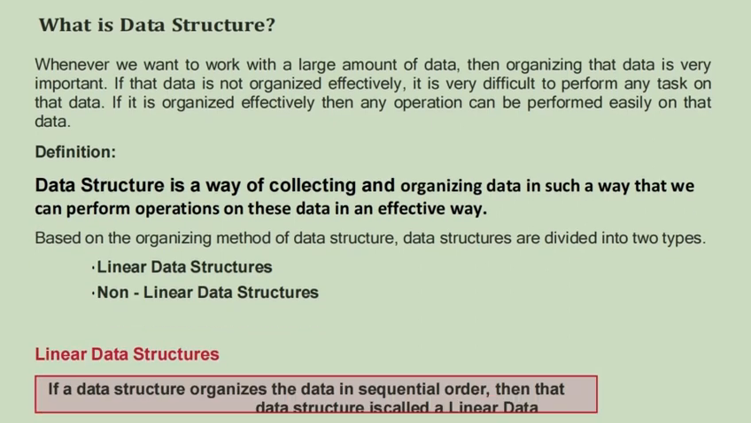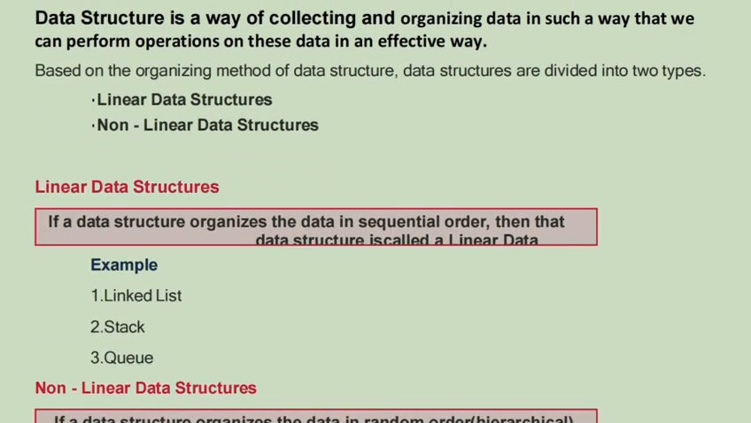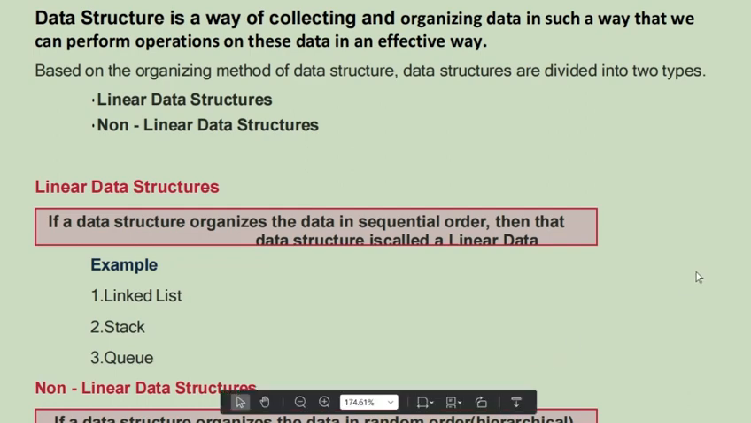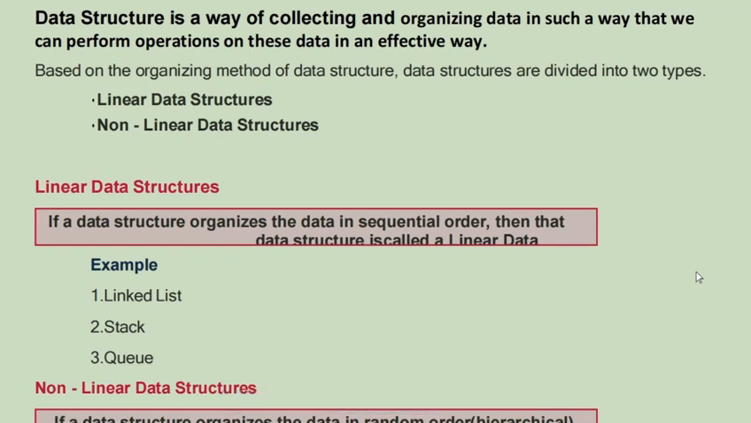Let's see what is the exact definition of data structure. A data structure is a way of collecting and organizing the data in such a way that we can perform operations on these data in an effective way. That means this data structure is a way of collecting and organizing the data. It can do both works at a time, that is, it can collect and also organize the data in such a way that we can perform operations on these data in an effective way.